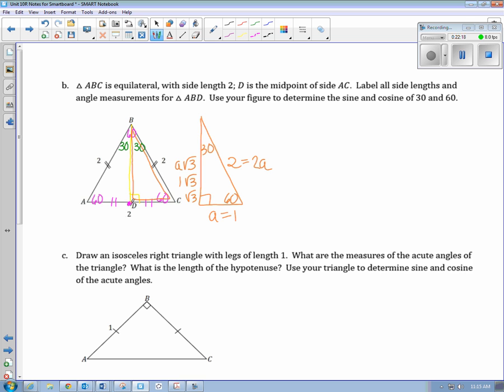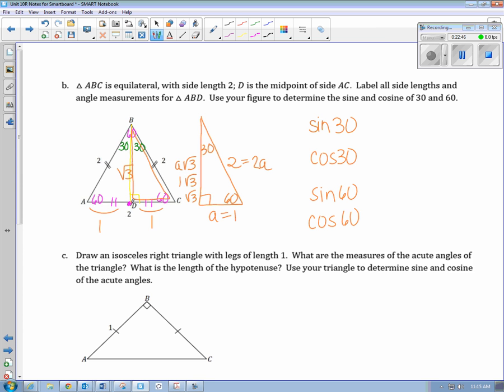I could label that this altitude is radical 3, and each of these two sections along the bottom is 1, if I wanted to get all the information out of that. And they're asking me to use my figure to determine the sine and cosine of 30 and 60. So I'm going to do sine 30, cosine 30, and I'm also going to do sine 60, and I'm going to do cosine 60.